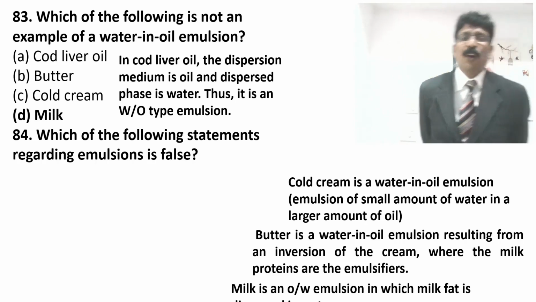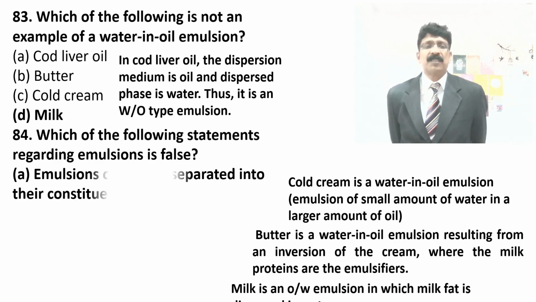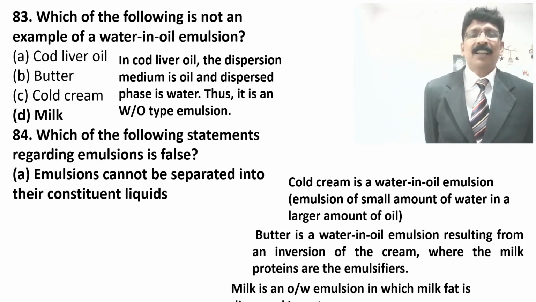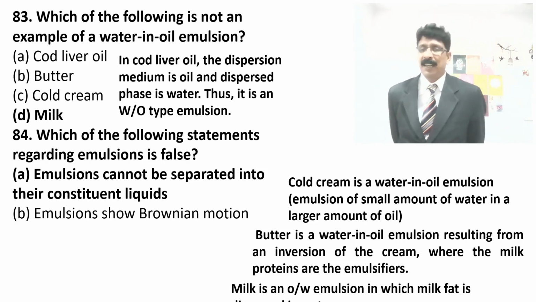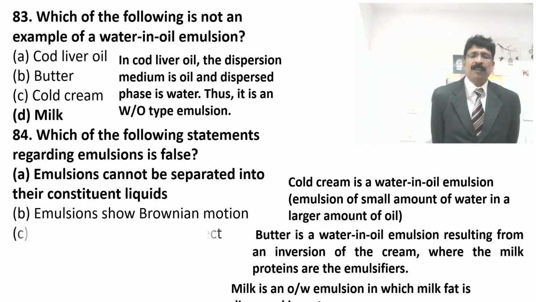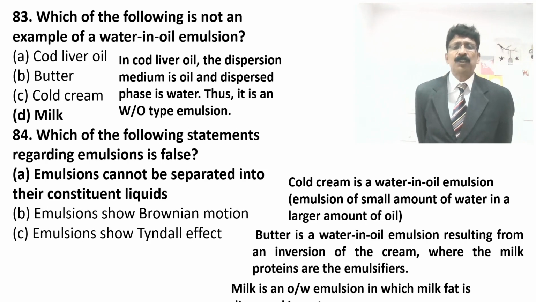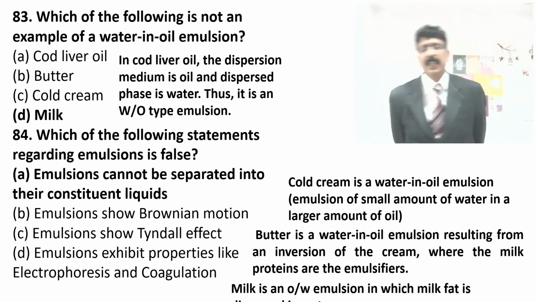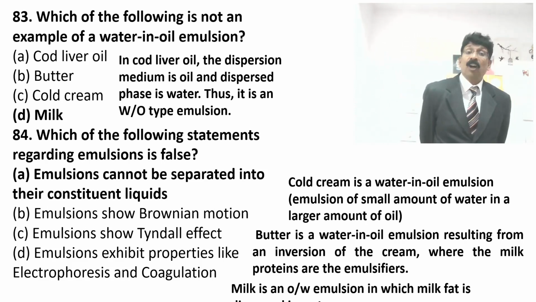Which one of the following statements regarding emulsion is false? Emulsion cannot be separated into their constituent liquids. How? It can be separated. Even if temperature is increased, or surfactants are destroyed, or microorganisms attack, it will separate. Emulsion shows Brownian motion. Emulsion shows Tyndall effect. Emulsion exhibits properties like electrophoresis and coagulation. So the false statement is: emulsion cannot be separated into their constituent liquids.